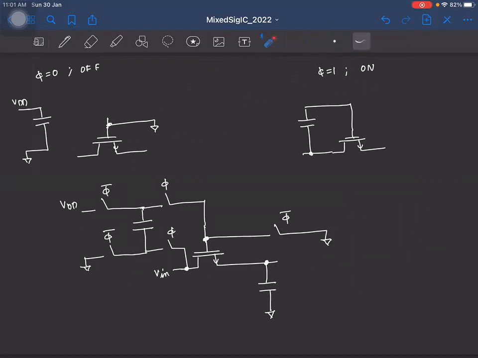So in this way, when phi is 0, we are pulling the gate of the MOSFET to 0, so the switch is off. And in the same phase, we are charging the capacitor to VDD. And when the switch needs to be on, we are putting this capacitor across the MOSFET like this, so that we have a constant gate to source voltage. Okay, so this technique is called gate bootstrapping. And this switch is often referred to as the gate bootstrapped switch, or simply a bootstrapped switch.